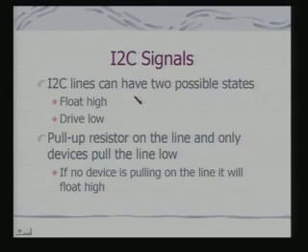I2C lines can have two possible states, what we say as float high and drive low. Pull-up resistors on the lines are connected and only devices pull the line low. So, if no device is pulling on the line, it will float high. That means by default the I2C signals will always be high.